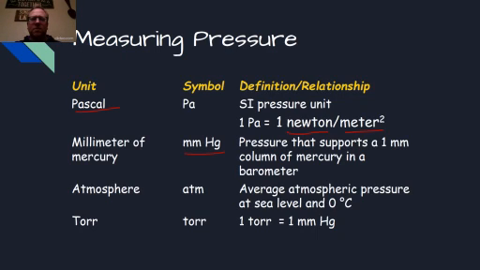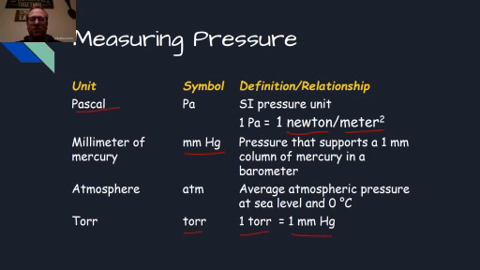I'm going to skip down to this last one. A torr, I hope you see, is named after Torricelli, who first invented the barometer. And the conversion from torr to millimeters of mercury is really easy, because 1 torr equals 1 millimeter of mercury. It's a 1-to-1. It's really simple.